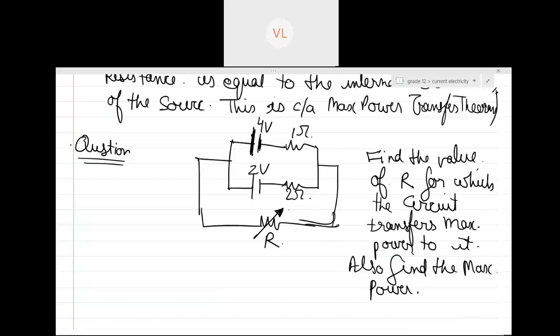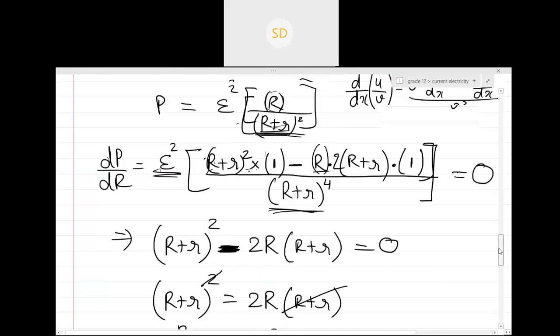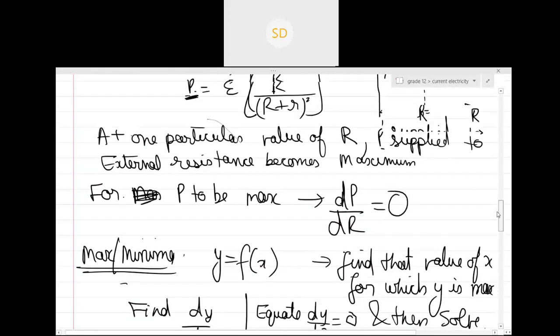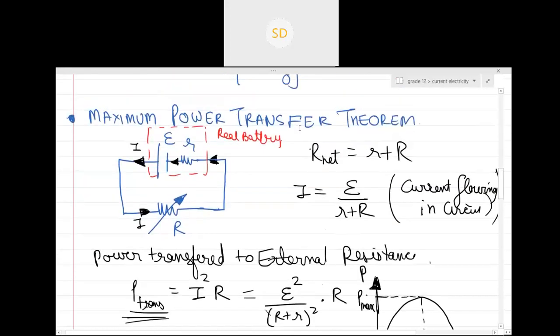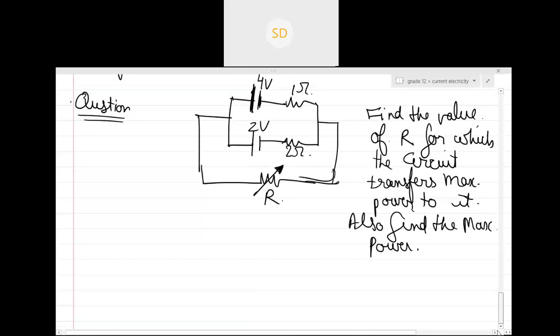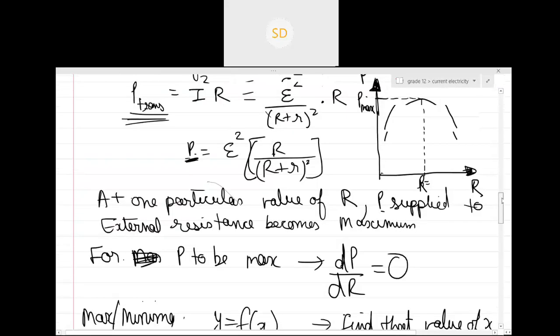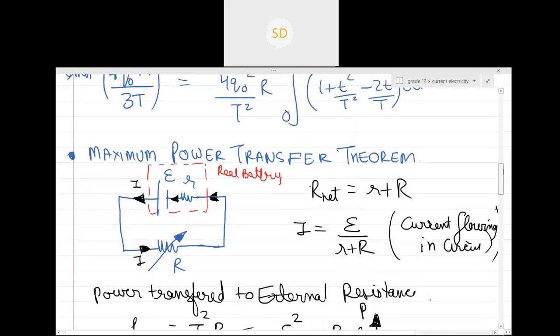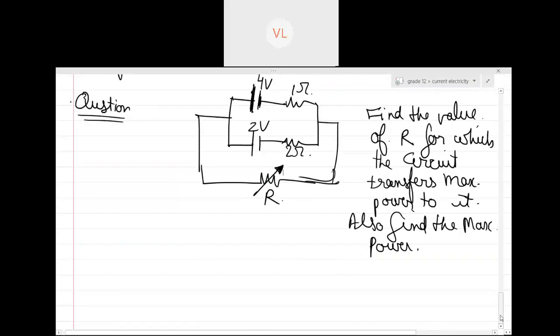Start solving. When was the maximum power transfer theorem proved? When the circuit was like this. Can you see over here? External resistance with a single battery and a single resistor. So I think you can convert this question to this: one cell and one resistance. You can do that, right? Start solving.